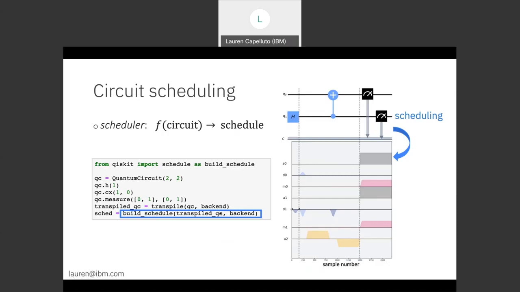Now, a quick overview of circuit scheduling. So this means that I'm taking an input circuit and I'm going to lower it to a pulse schedule. This is really straightforward in Qiskit. So I import my scheduler method, and then I build my quantum circuit as usual.